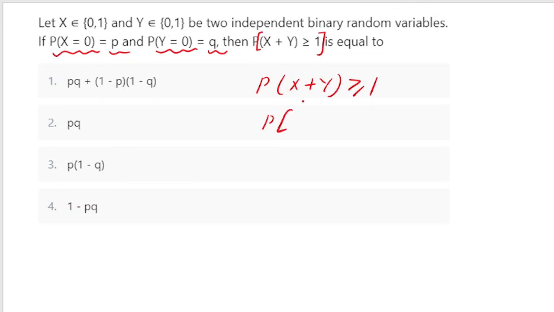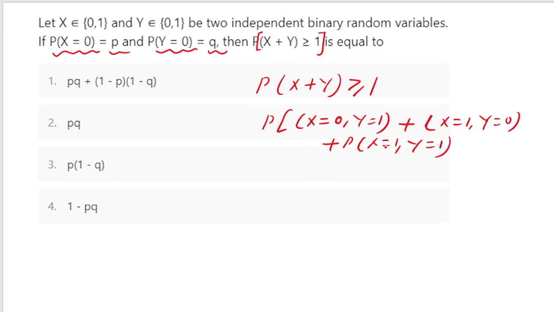So x plus y will be at least 1 when you take x equal to 0 and y equal to 1, then you also have to take x equal to 1 and y equal to 0, and then probability of x equal to 1 and y equal to 1. In all these cases x plus y will be greater than or equal to 1. There is just one more possibility, if I take these two values 0 and 1.